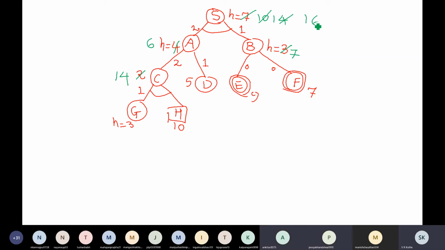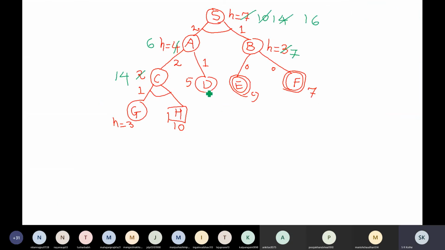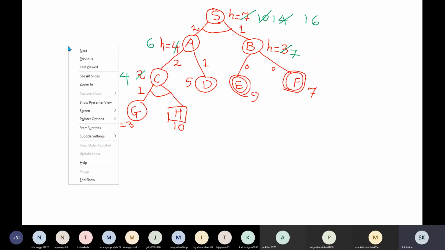Now explore D. If you explore node D, that will generate I and J. Both are terminal nodes with cost 3 and 4. So I and J.